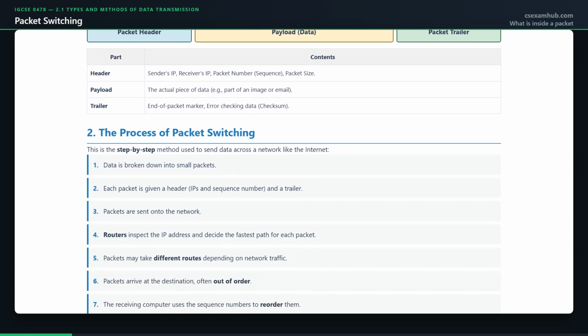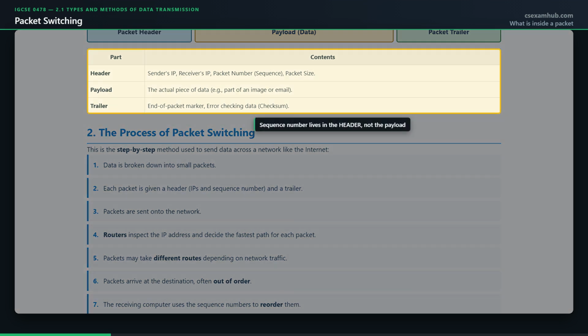Every packet has 3 parts, and the syllabus expects you to know what goes in each. The header carries the addressing and control information: the sender's IP address, the receiver's IP address, the sequence number of this packet, and the total number of packets in the message. The payload is the actual data, typically around 64 kilobytes, and usually described as the body of the packet. The trailer marks the end of the packet and carries an error checking value, commonly a cyclic redundancy check. Of those fields, the one to pay attention to is the sequence number, because in a moment you will see exactly why it has to be there.